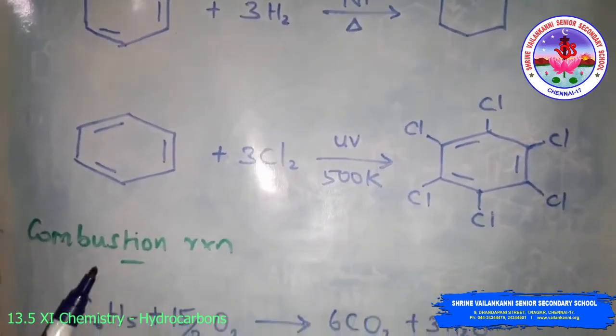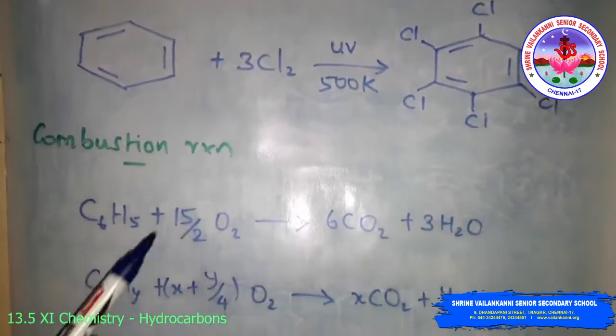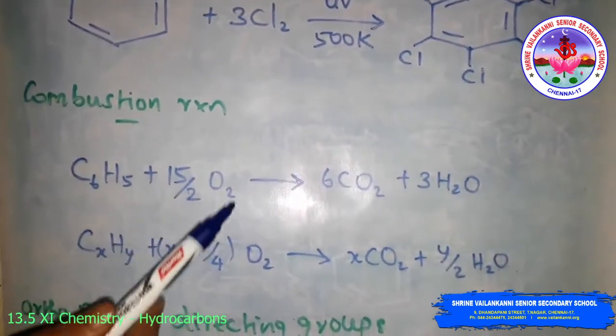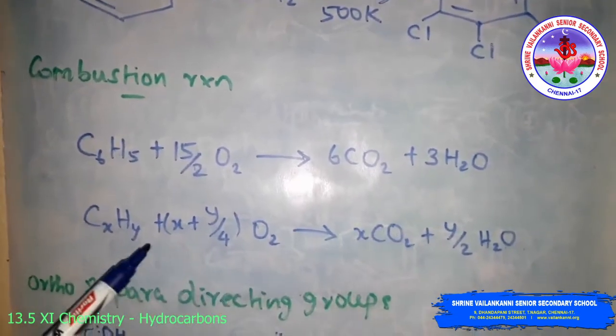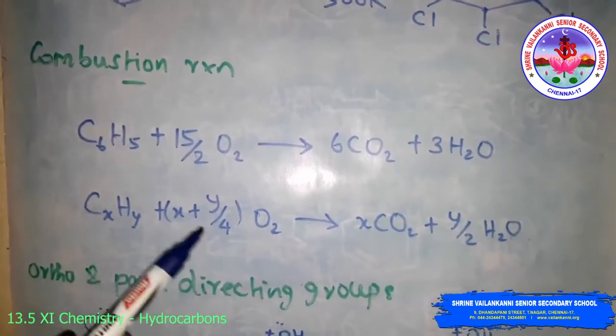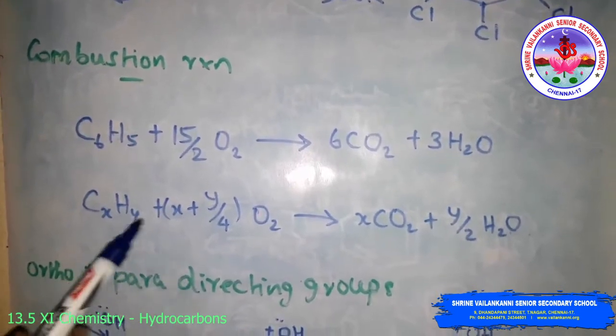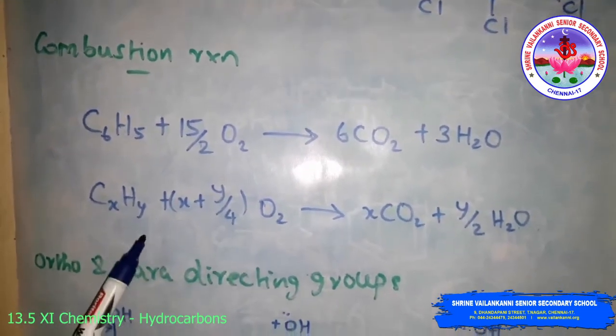Then the combustion reaction. When heated in air, benzene burns with a sooty flame, producing carbon dioxide and water. So the general combustion reaction for any hydrocarbon can be written like this. This is the chemical equation.